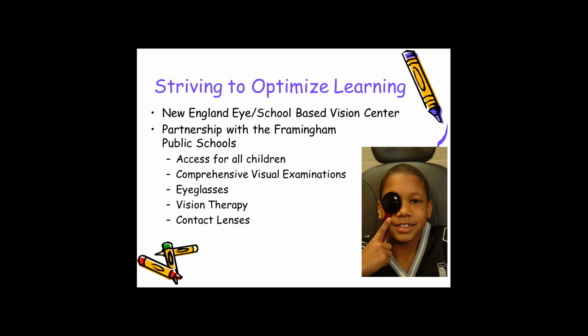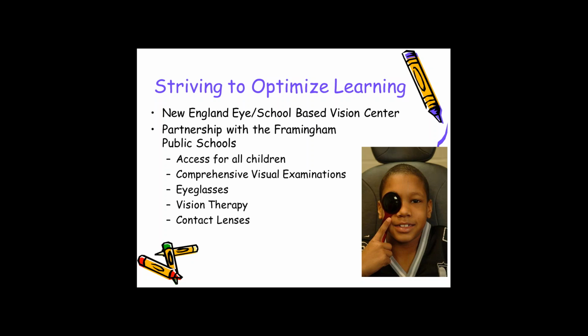Eyeglasses, if covered by their insurance, we get them through their insurance. If a child cannot afford eyeglasses, we have the ability to cover that as well. At the center, we have about 1,000 square feet and 2 fully equipped eye exam lanes to do comprehensive vision examinations. As I said, we provide eyeglasses, we provide vision therapy, and contact lenses.